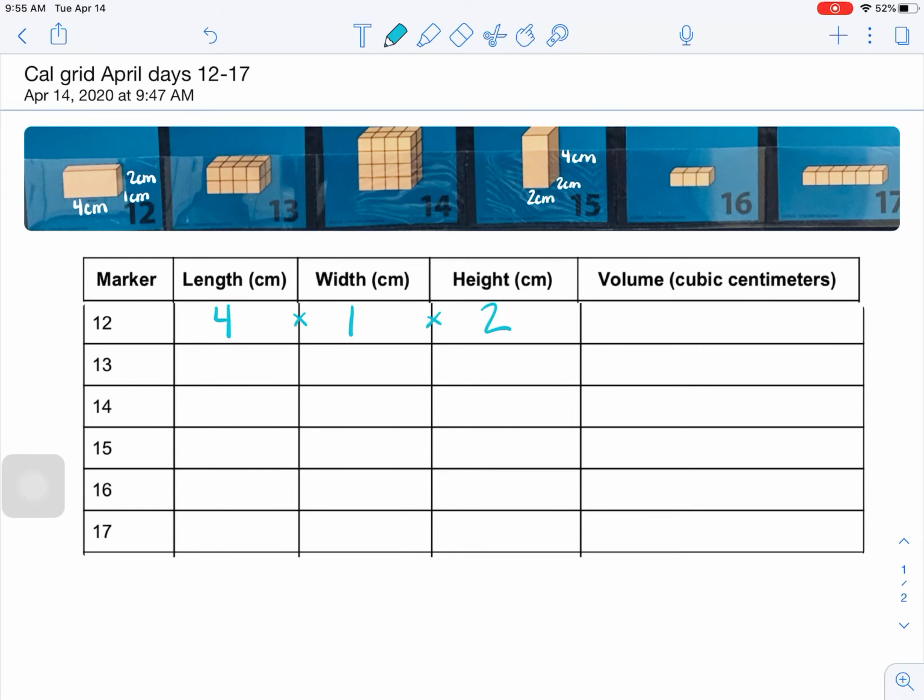And just like before, we know that we multiply those dimensions together, length times width times height, to get volume. So 4 times 1 is 4, times that 2 is going to give me 8 cubic centimeters.